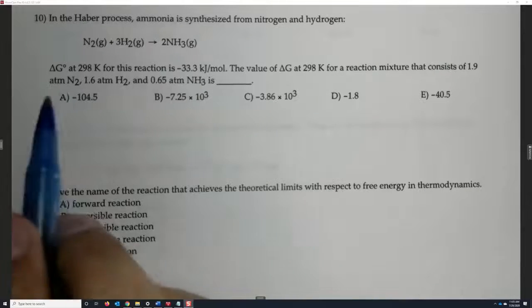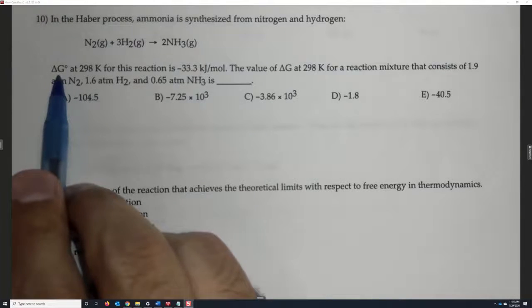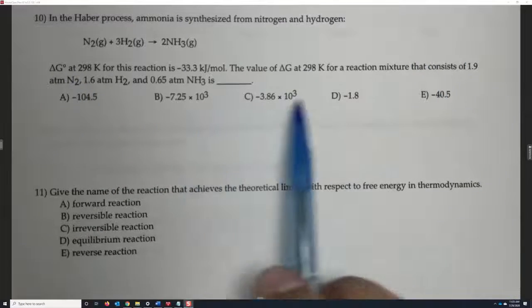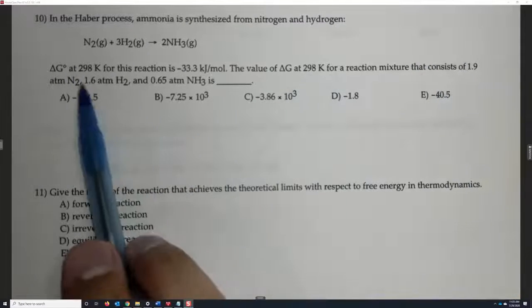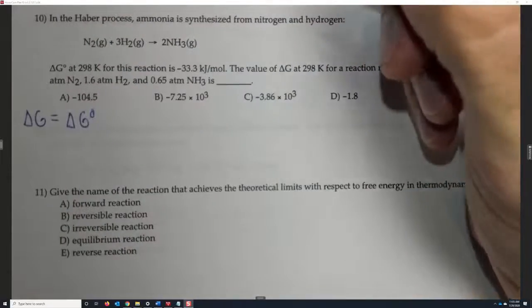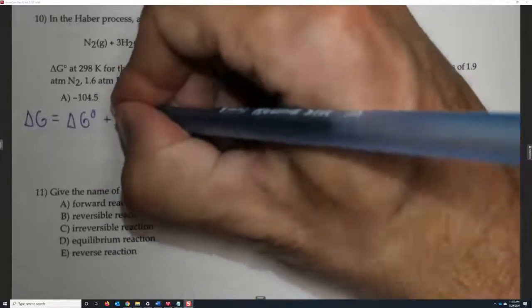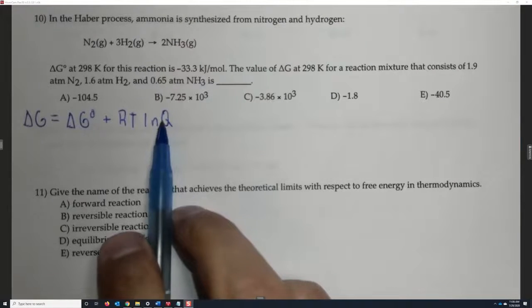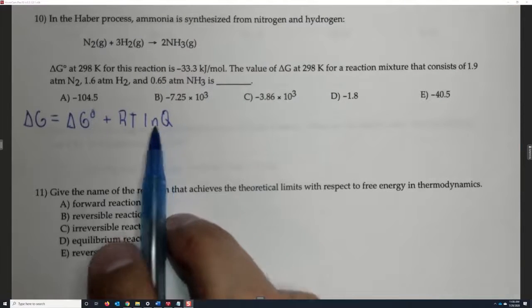So this is looking at the difference between delta G at the standard state as opposed to delta G at current conditions, which are not 1 atmosphere pressure of all of these things. So in order to find that, we have to use the equation delta G equals delta G naught, the standard one, which is given to us, plus RT ln Q, where Q is current conditions.